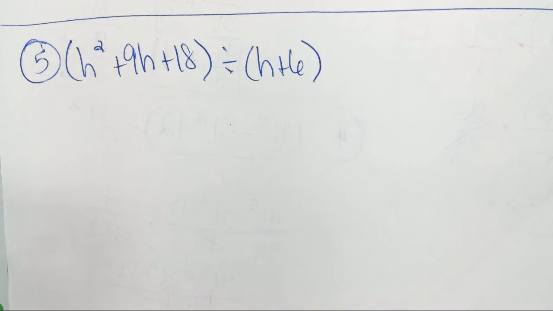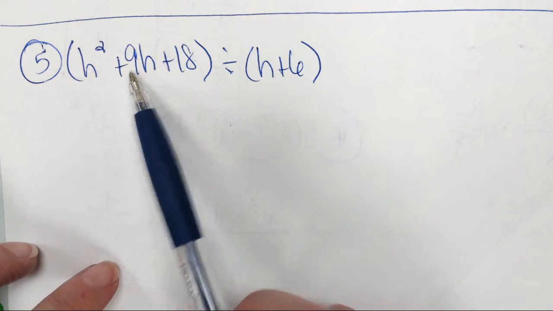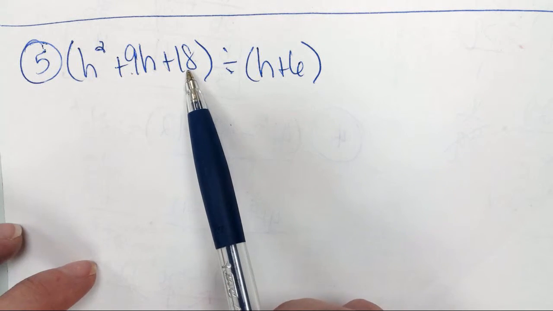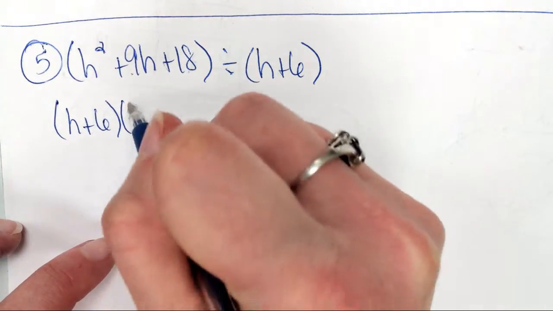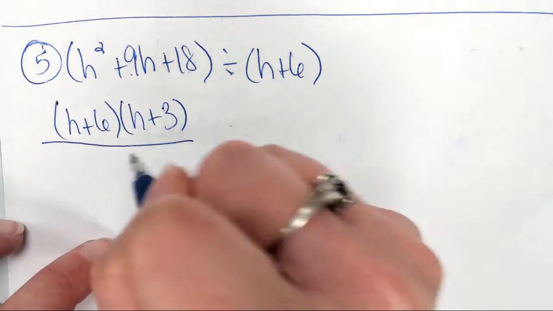What do you see? It can? Okay, how? 6 and 3? So you're telling me 6 plus 3 is 9, and 6 times 3 is 18. Okay? I know, that's why I said it like that.